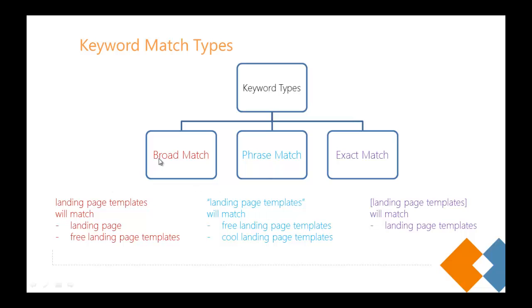Broad match basically is, let's say in this case we've taken the term landing page template. Now it will match to landing page or free landing page templates or any term which is similar to these terms. Even if there's a little bit of modification in this term, so it could be template instead of templates, then also the ad will be triggered. In phrase match, the entire term has to be part of the search term. Only then the ad will be triggered. And in exact match, it has to be exactly the same, otherwise the ad won't be triggered.